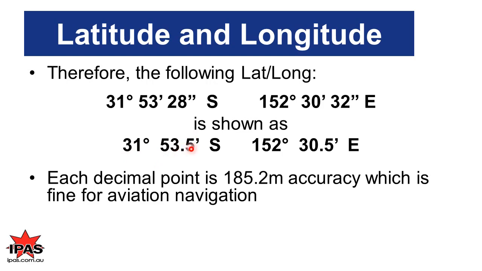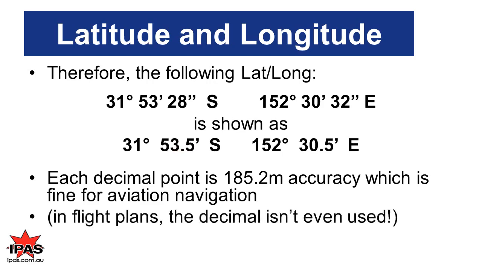So in other words, if we went to 53.6, that would be a difference of 185 meters. Now that's fine for navigation in the air, because 185 meters, you'll pass over that very quickly if you're flying. So there's no real requirement to have seconds, unless you're specifically looking for accuracy. Maybe you're doing some survey, maybe you have to pick up something. But 0.5, or decimalizing the minutes here, is more than adequate for navigation within aviation. Now in flight plans, you actually don't even use a decimal. You just use the first 4 digits of the latitude and 5 digits of the longitude.